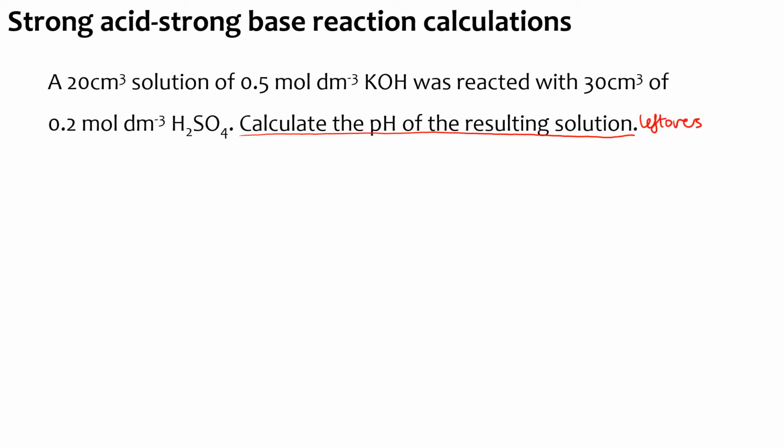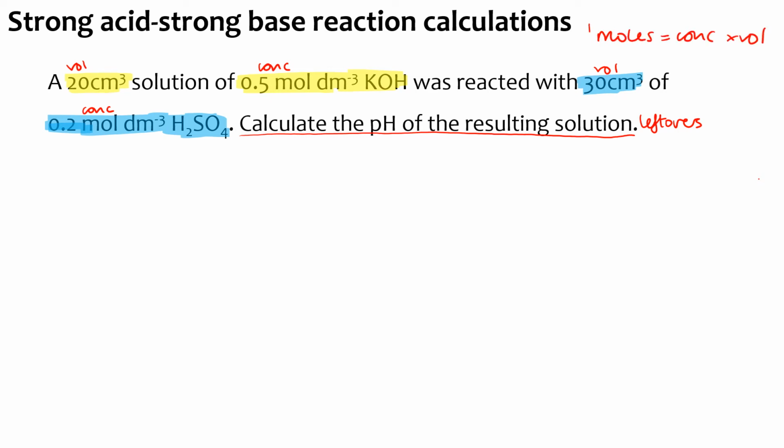And we are either going to have leftover KOH or we're going to have leftover H2SO4. So we have to look at the data of what we've got. We have 20 centimetres cubed of 0.5 molar KOH, and then we have 30 centimetres cubed of 0.2 molar H2SO4, and they react together. Now, to know what is in excess, we have to know how many moles of each react. And we've got here a volume and a concentration of each of these chemicals. And as long as you have a volume and a concentration, you can work out moles.